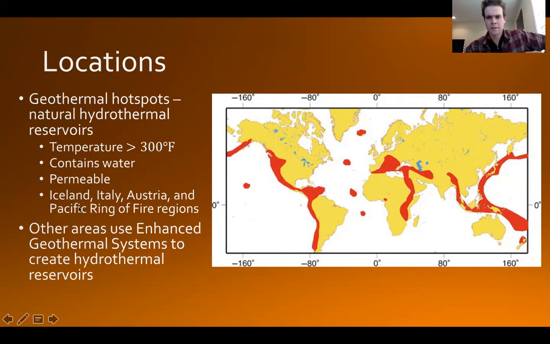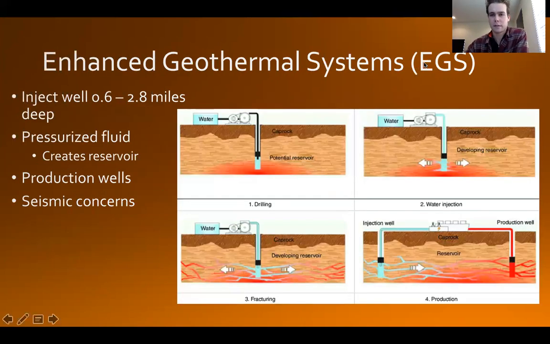And then other areas that aren't in this type of region have to use something called enhanced geothermal systems to create these hydrothermal reservoirs. And so basically, the EGS system injects a well, depending on the area, anywhere from 0.6 to 2.8 miles deep.